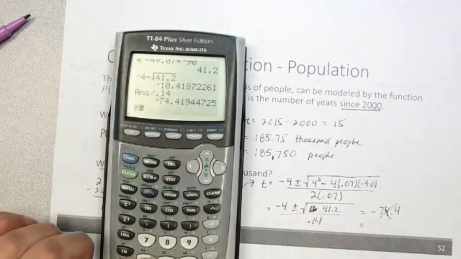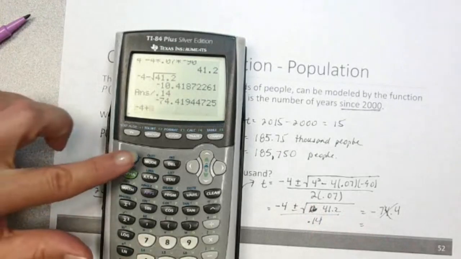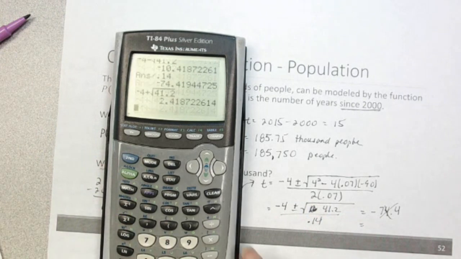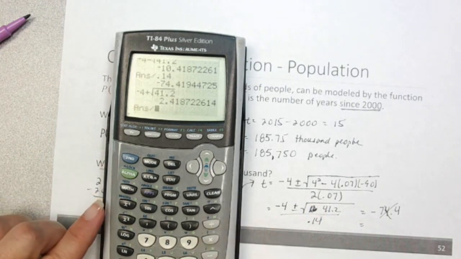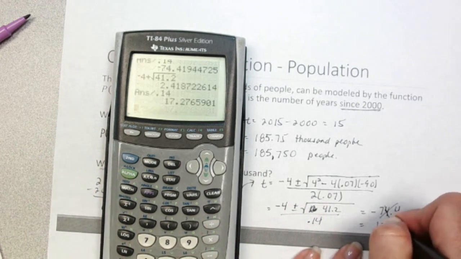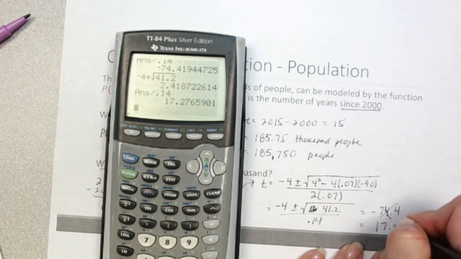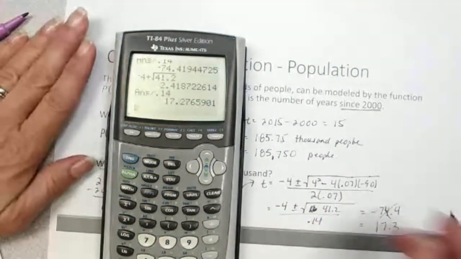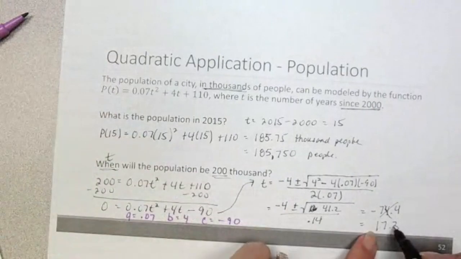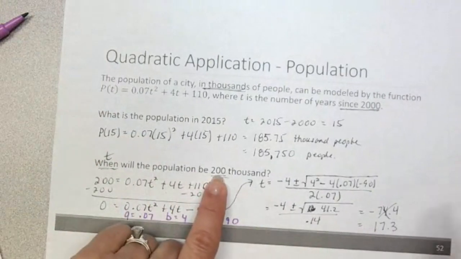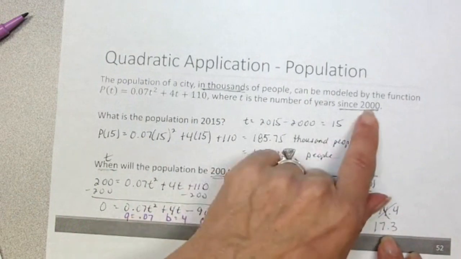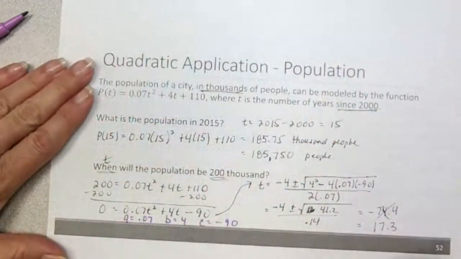Let's do the plus. Negative 4 plus the square root of 41.2, press enter, divided by 0.14. And we see the second solution we get is 17 point, we'll say 17.3, we'll round that a little bit. This makes more sense, doesn't it? When will the population reach 200,000? Well, it's going to reach it 17.3 years after the year 2000, right?